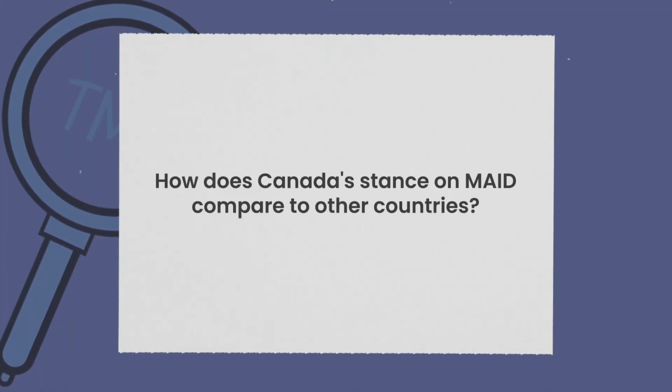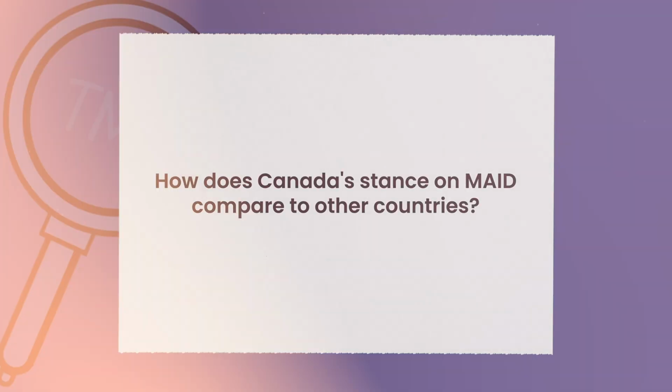How does Canada's stance on MAID compare to other countries? Canada's approach to MAID, encompassing aspects of voluntary euthanasia and assisted death, is progressive, at least compared to many countries in the West. However, regulations and practices vary widely across the world, with some nations allowing broader interpretations of MAID, while others have stricter prohibitions. It's essential to understand these international perspectives to better appreciate the global discourse on assisted death.